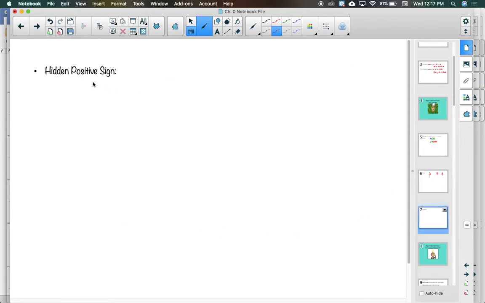Last but not least, the hidden positive sign. Okay, anytime you see a number with no sign in front, we know there is a positive sign hidden in front of it. So we are to assume that any number with no sign in front is going to be a positive number. Okay, and that will come into play again later on in our algebra chapters.